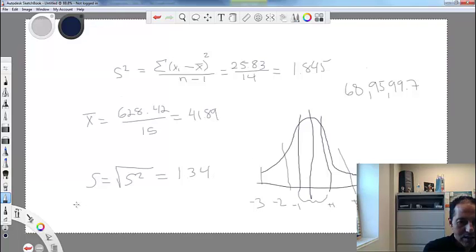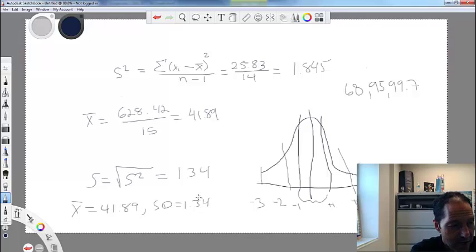Well, okay, we have a mean equal to 41.89 with a standard deviation equal to 1.34. So we know that our average race time was 41.89 seconds, and that 68% of the racers were between plus or minus 1.34 seconds from that mean.